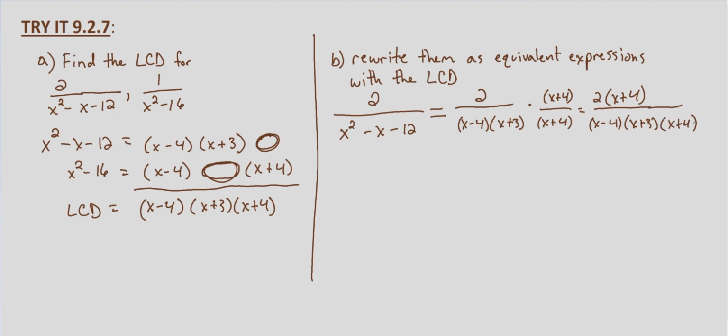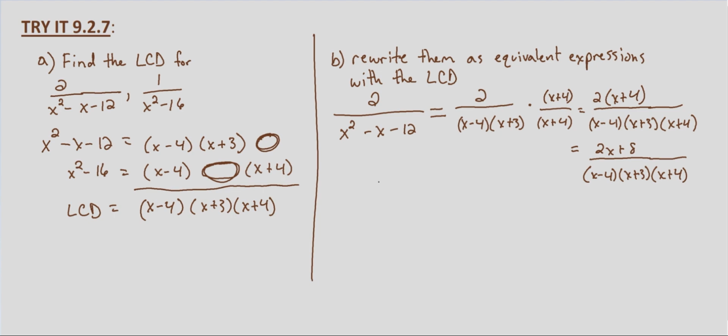Now technically, it says rewrite them as equivalent expressions with the LCD. That technically is written as an equivalent expression with the LCD. We can go ahead, however, and multiply through in the numerator. So this is going to end up being 2x plus 8 over our least common denominator, x minus 4 times x plus 3 times x plus 4.